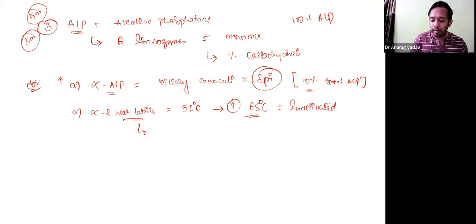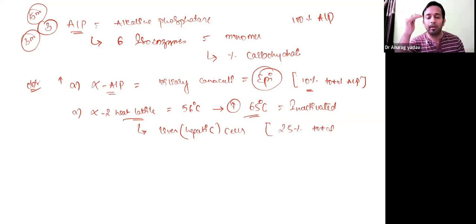Majorly, they are produced by liver cells or hepatic cells. How much is the concentration? Major portion, 25% of total. So whenever there is liver damage or hepatitis or some kind of infection to the liver, the type of ALP which is elevated is the alpha 2 heat labile type of isoenzymes. Okay, this is about B.